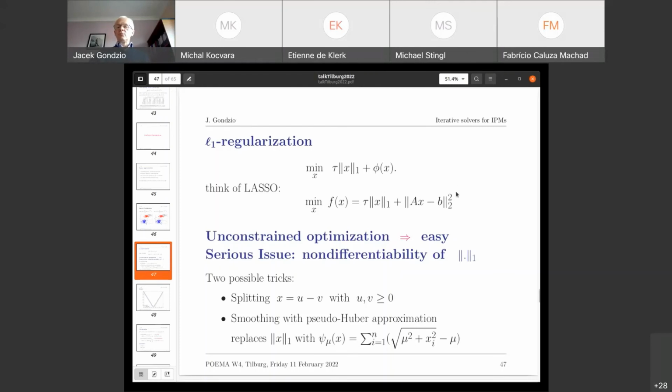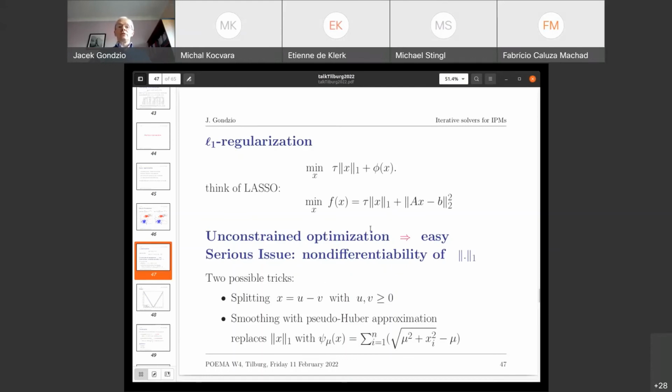This is an easy optimization, you would tell me immediately. There are no constraints in this problem, so it cannot be complicated. But there is a little issue here. This is the non-differentiability of norm 1. Norm 1 is the sum of absolute values of entries of the vector, so it is non-differentiable. And how can we deal with it?